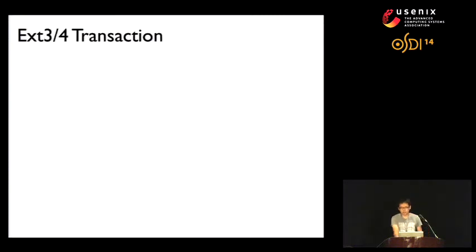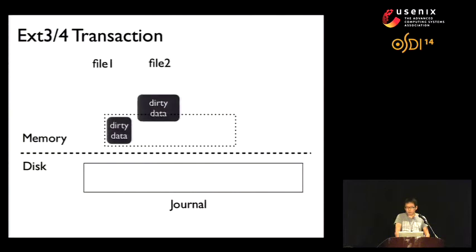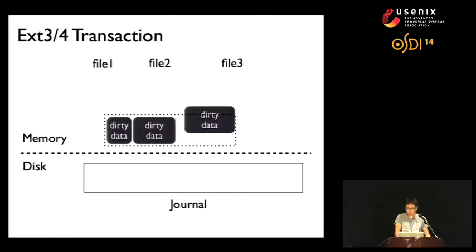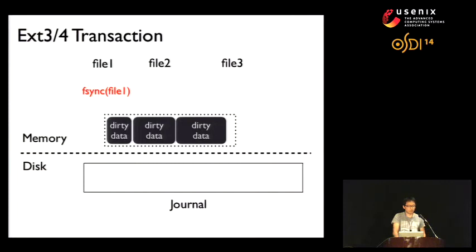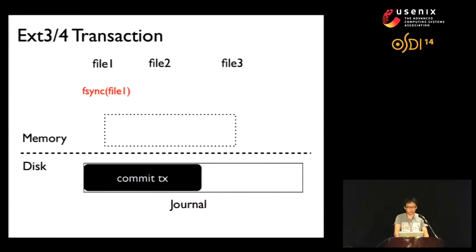Now let's look at transaction management. In ext3 and ext4, they tend to use a shared transaction to manage updates for multiple files. So each file's dirty data is managed by a shared transaction. If one workload calls, say, fsync on file 1, then the whole transaction will be persisted on the disk. This causes the entangled performance problem I described before.